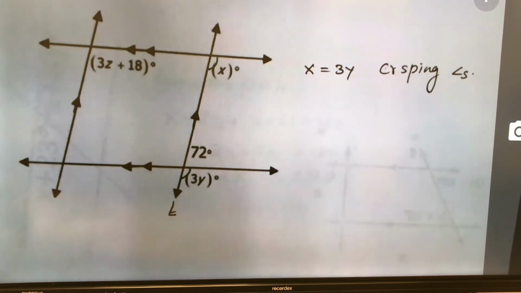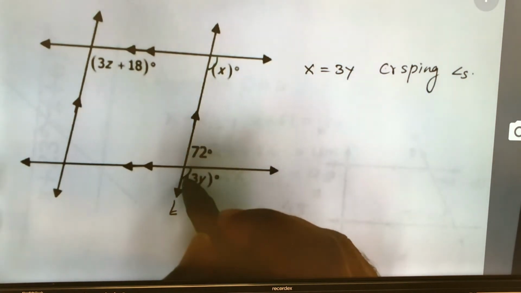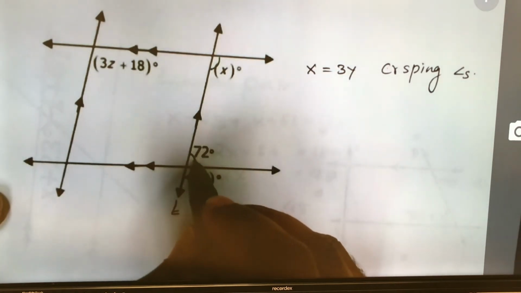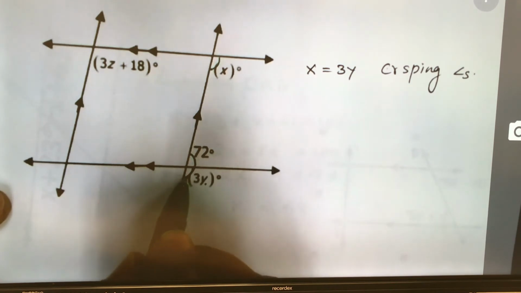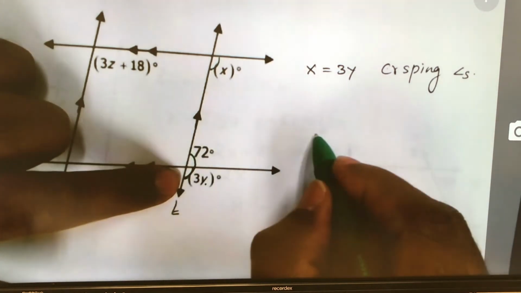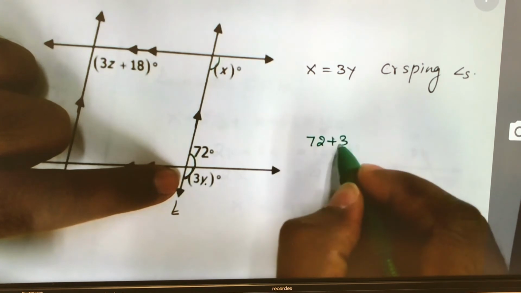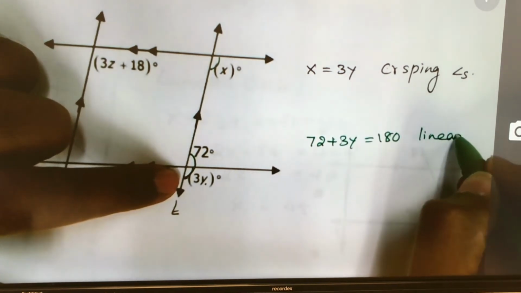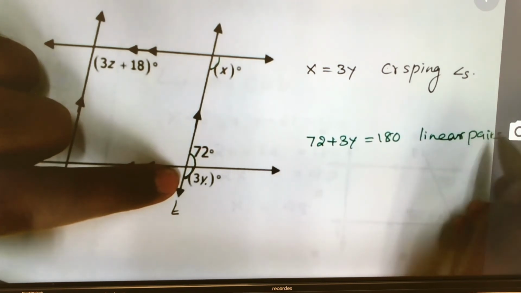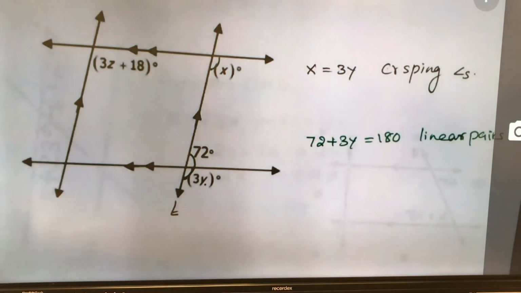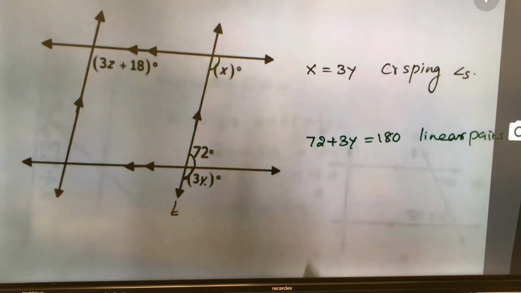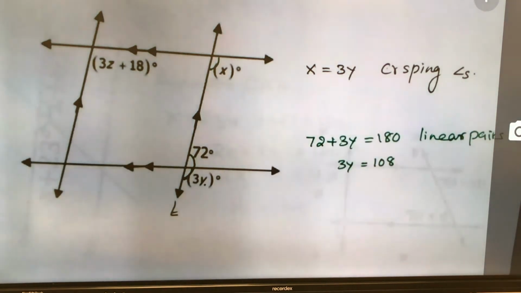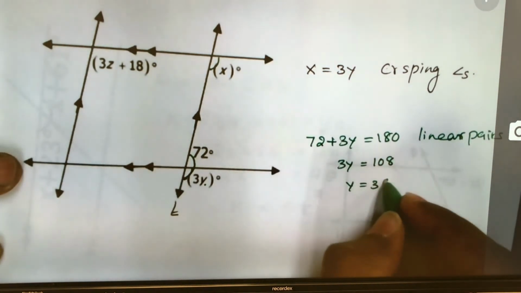If I take this 3y and 72 together, it looks like a linear pair. They are linear pairs, so I can write 3y plus 72 adds up to 180. So I can solve for y. You subtract 72 from both sides. I will get 3y is equal to 108. Then divide by 3, you get y is equal to 36.